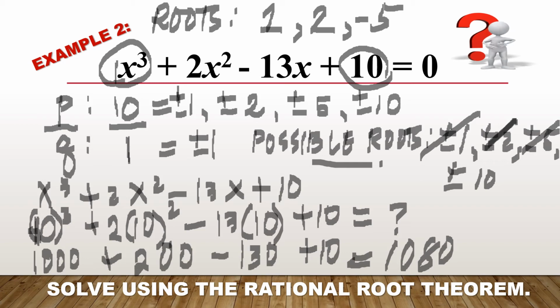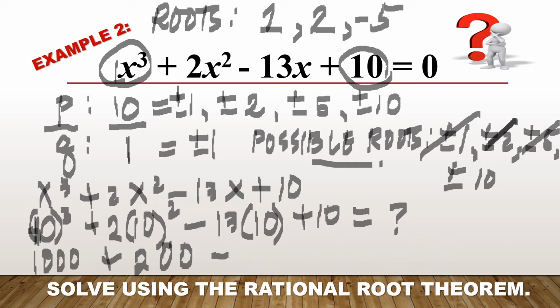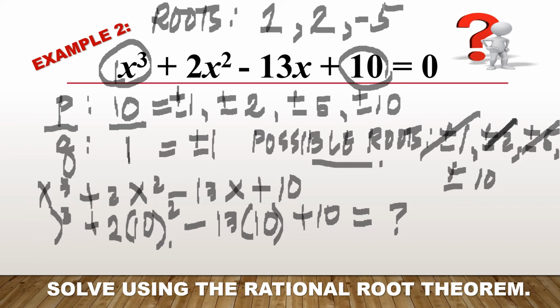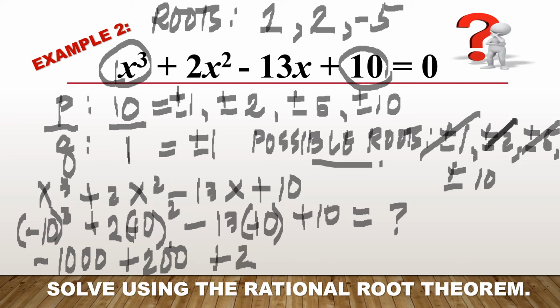And finally, let's have negative 10. So, let's erase all this. And then let's make 10 negative. So, let's have here negative 10 cubed plus 2 times negative 10 squared minus 13 times negative 10. Negative 10 cubed is negative 1,000. Negative 10 squared is positive 100 times 2, that's 200. Negative 13 times negative 10, positive 130. Positive 130, and finally plus 10.